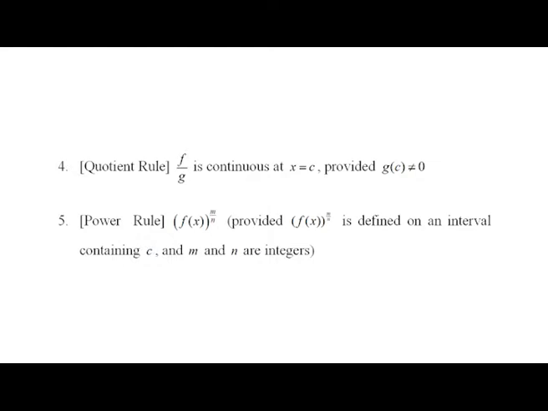Fifth, power rule: f of x to the power m upon n, provided f of x to the power m upon n is defined on an interval containing c, and m and n are integers.